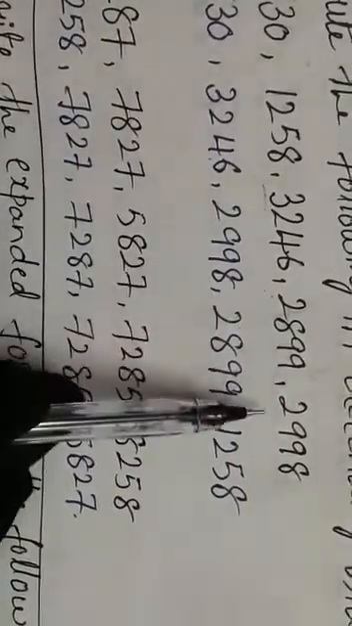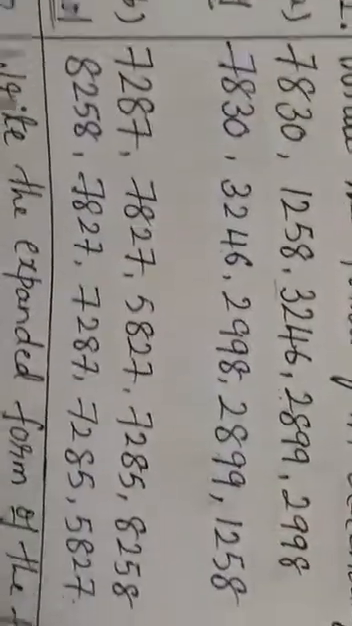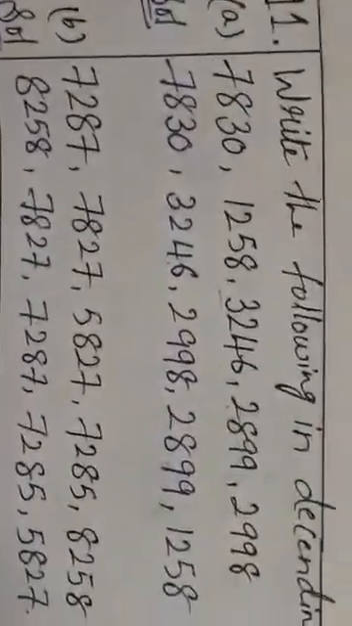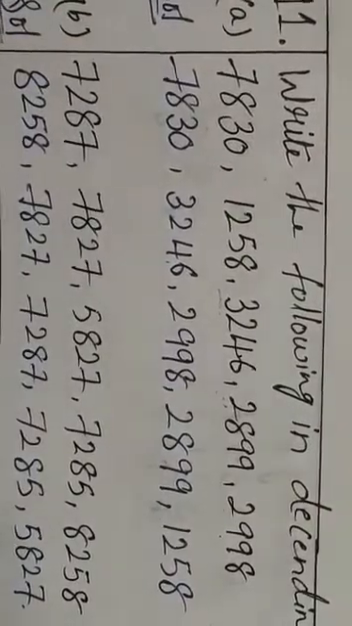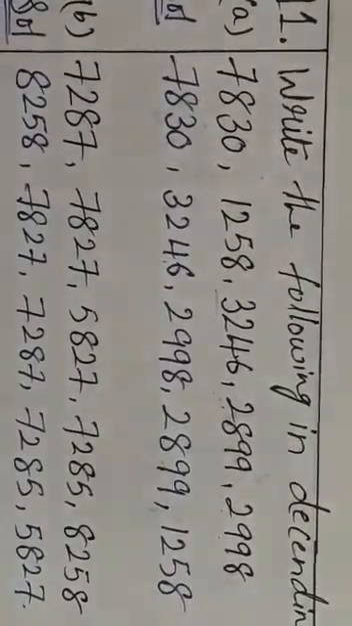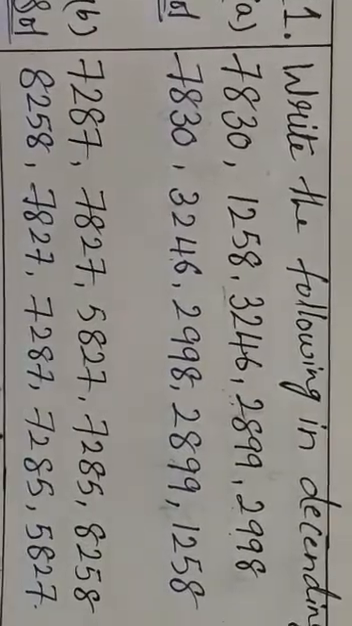After 1000 we check the 100 position. In these two numbers, 2 at 1000 position and the 9 at 100 position. So 2,998 is bigger than 2,899. So we will write this number first and this number after this number. And the last number is 1,258. See here students, these are arrangement of descending order. You also copy this bit in your notebooks with neat handwriting.